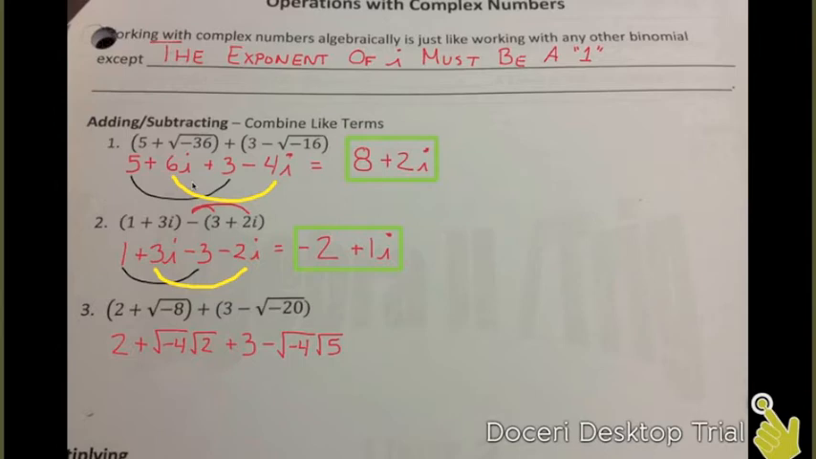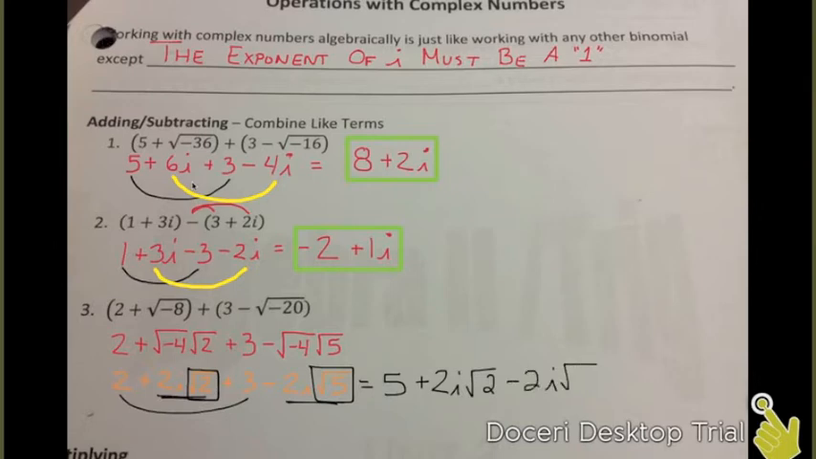So when we simplify a little bit further, we're going to have 2 plus 2i square root of 2 plus 3 minus 2i square root of 5. When we combine what we have together, we have 2 plus 3, which gives us a 5. And these other 2 here can't go together because we have a radical 2 and we have a radical 5. So we just tag them onto the end. Plus 2i radical 2 minus 2i radical 5.